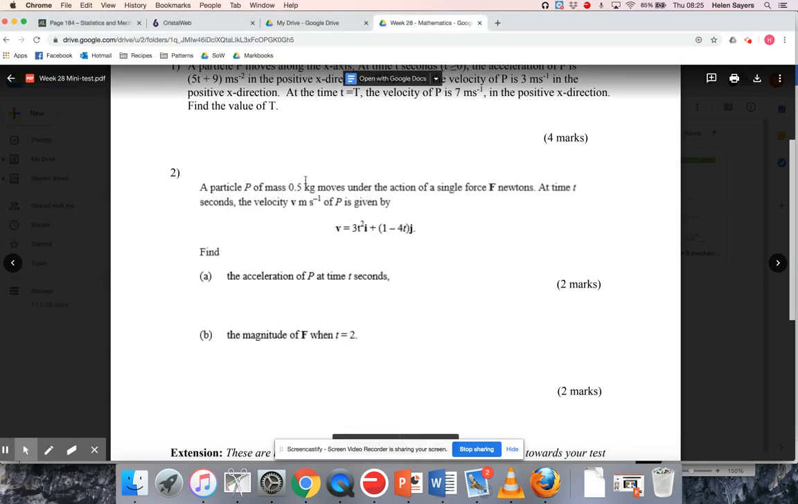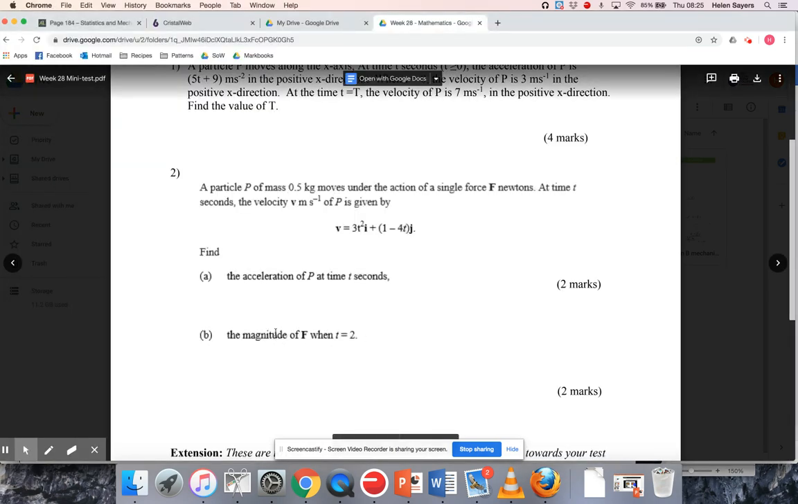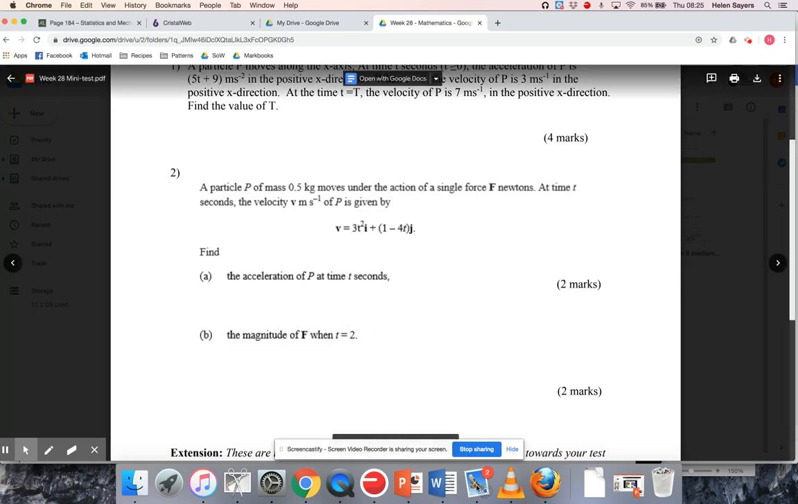So if we go back to the question, we were told the mass is 0.5. So that's going to be 0.5 times acceleration. So I'm just doing acceleration as a column vector. So the force is 6 minus 2, and then always just read it really carefully. So if it had just asked me for the force, then that would be my final answer, but it wants the magnitude of the force.